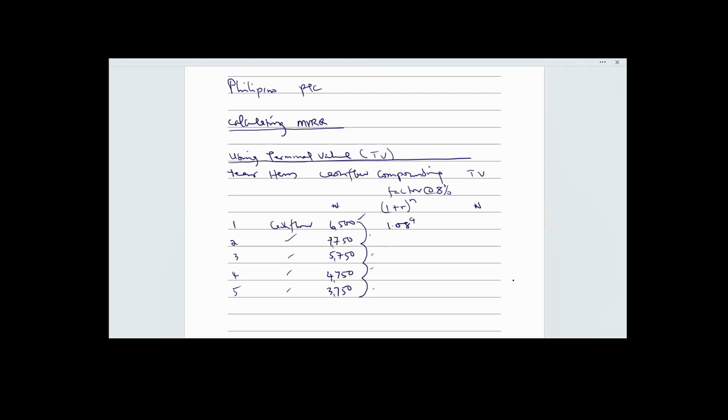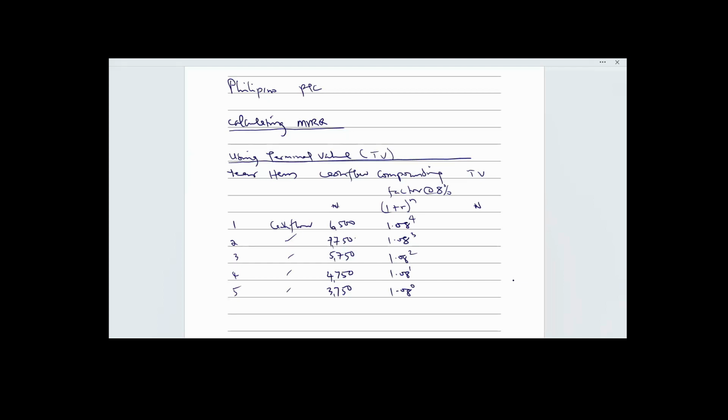Again, for the cash flow of year two, how many more years can I reinvest it? 3 more years, so I would say 1.08 raised to power 3. The cash flow of year three, how many more years can I reinvest it? 2 years, raised to power 2. The cash flow of year four, how many more years? 1 year, 1.08 raised to power 1. Then the cash flow of year five, how many more years can I reinvest it? 0, 1.08 raised to power 0.